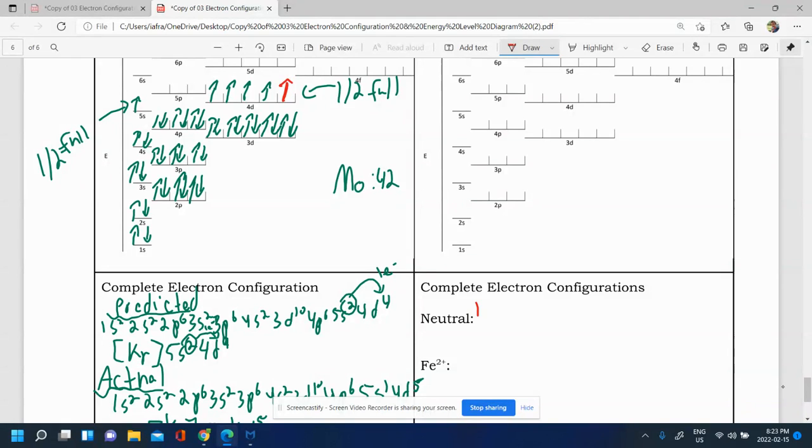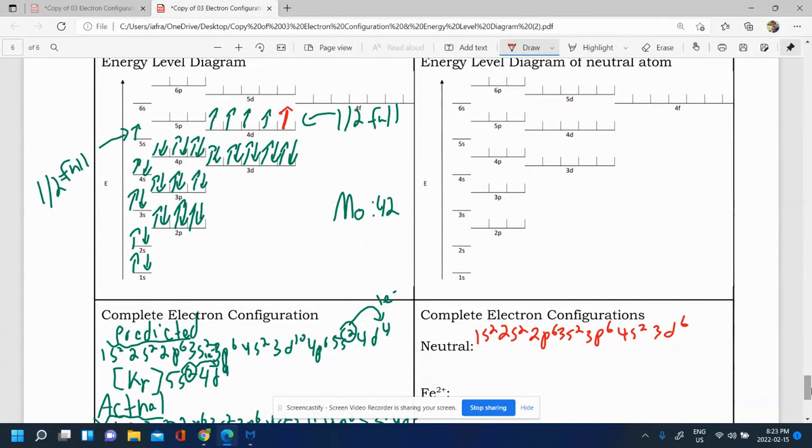We have 1s2, 2s2, 2p6, 3s2, 3p6, 4s2, and 3d6. And this is not one of the exceptions. It's not in group 6 or group 11, so we don't have to worry about it.